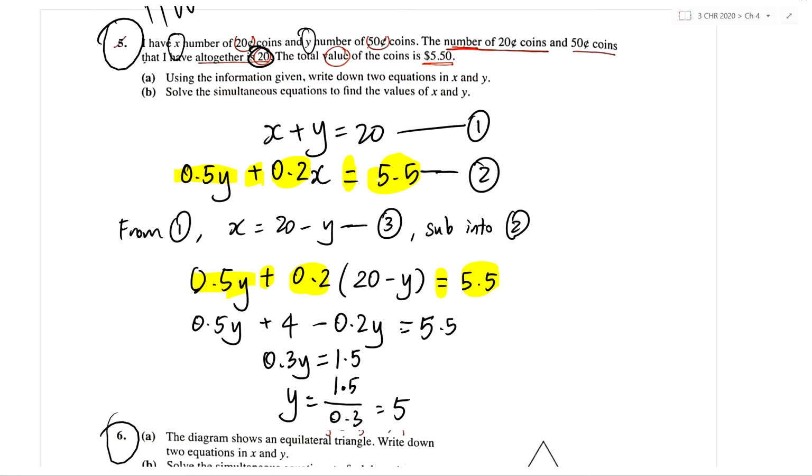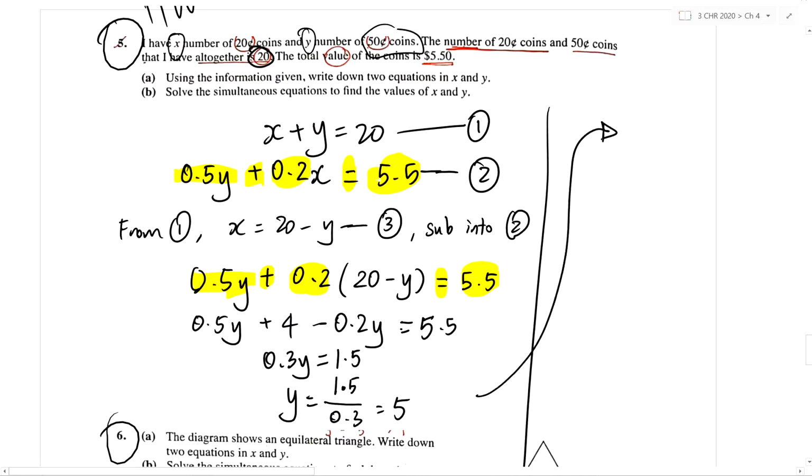Okay, and what exactly does y represent? y is the number of 50-cent coins. So he has 5 50-cent coins. Then how many 20-cent coins does he have? So I'm going to continue over here. y is equal to 5. That is part of the answer. I still need to find x.